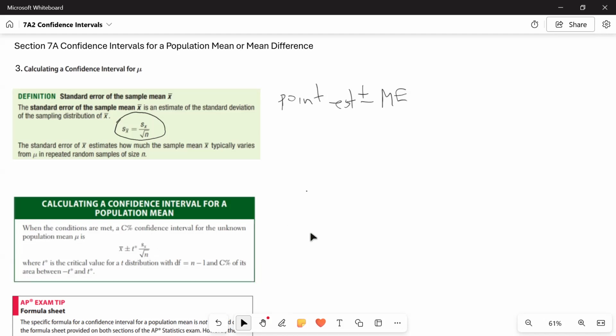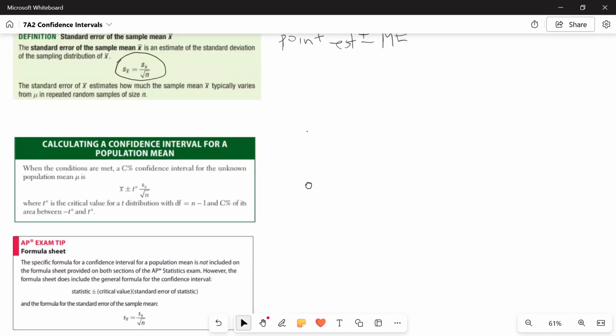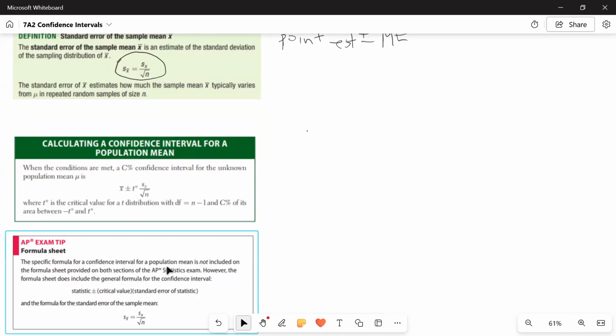Now, again, they're not going to tell you the specific formula for a confidence interval for a population mean on the AP exam formula sheet. But on the formula sheet, you will have the standard error and you will have this general equation here for calculating a confidence interval, which is the statistic plus or minus the critical value times the standard error of the statistic. Again, you need to know which ones to use in which context.